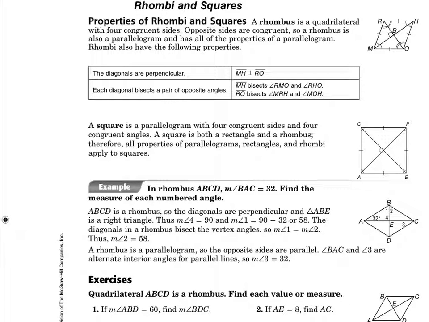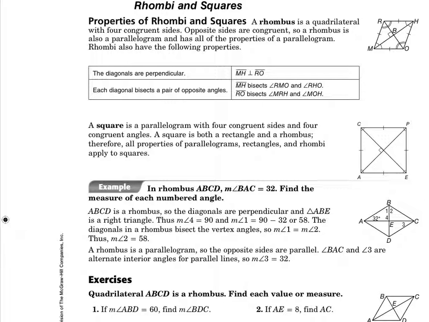Hey fellas, so in 6.5, we're going to go through two new types of parallelograms. These are actually the last two special types of parallelograms, called a rhombus and, obviously, a square. A rhombus is the first one.